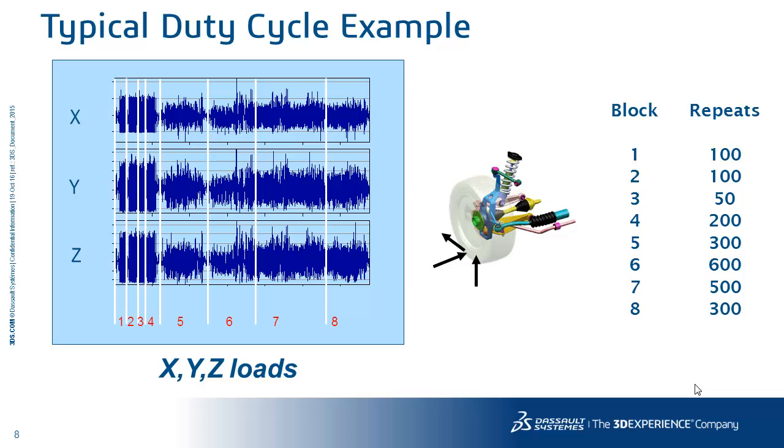We also have to account for the fact that each of those occur at different relative frequencies in a typical duty cycle. So in block 2, there might be 100 out of the total life. In block 7, there might be 500 of those events.